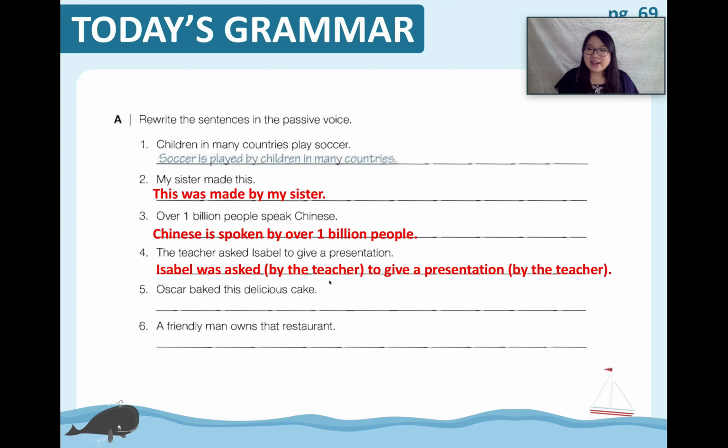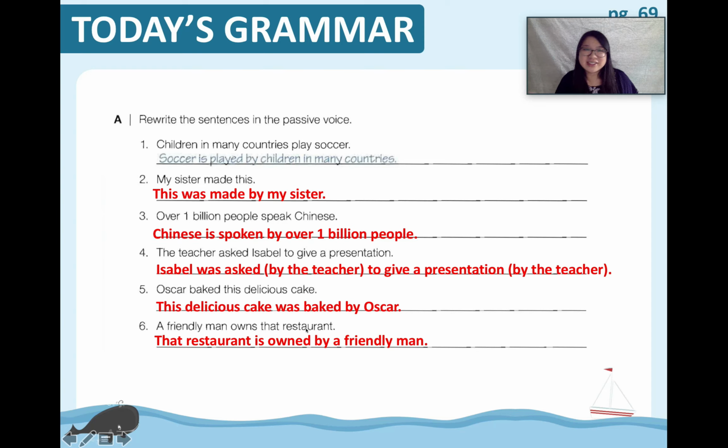Number 5. Oscar baked this delicious cake. This delicious cake was baked by Oscar. A friendly man owns that restaurant. That restaurant is owned by a friendly man. Okay, and make sure that you matched the verb tense. Okay, past tense with past tense, present tense with present tense, and even future tense can be used with passive voice. Passive voice can be used with any verb tense.